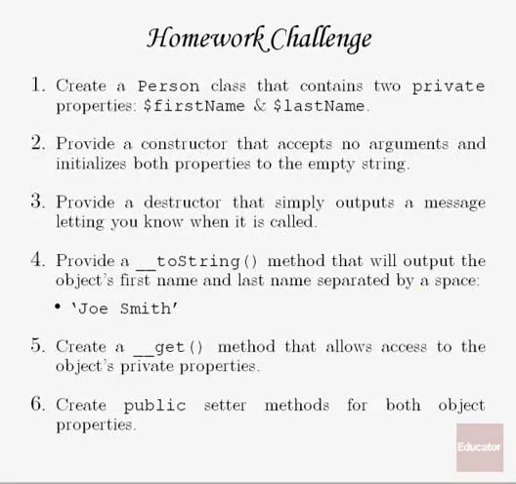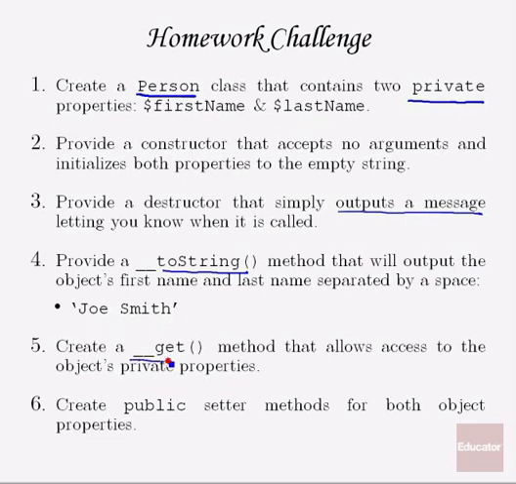So for the homework challenge, I want you to create a person class that has two private properties, first name and last name, and then provide a constructor that accepts no arguments, but initializes both of these properties to the empty string. Then provide a destructor that simply outputs a message that says, hey, I'm in the destructor. Provide a toString method, which is a magic method that, when you use a person object in a string context, is just going to output the first name and the last name properties of the person separated by a space. So it's basically going to output their full name.